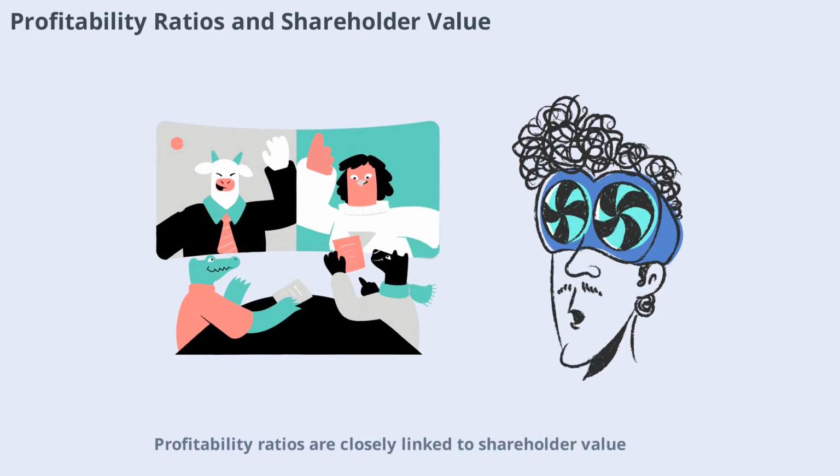Profitability ratios are closely linked to shareholder value. Companies that consistently generate high profits are more likely to pay dividends, reinvest in growth, and increase their stock price. Investors use these ratios to identify companies that can deliver long-term value. Ultimately, strong profitability is a key driver of shareholder wealth.